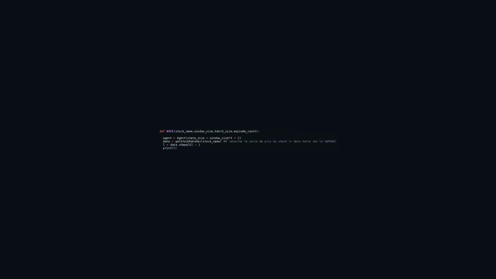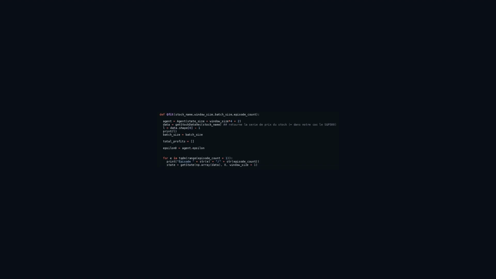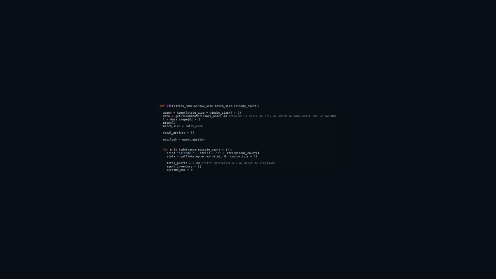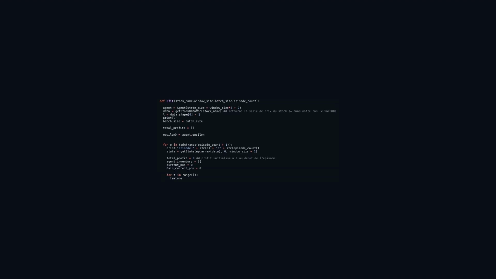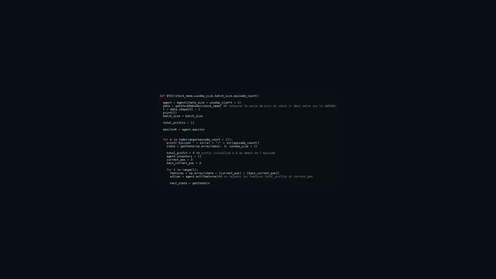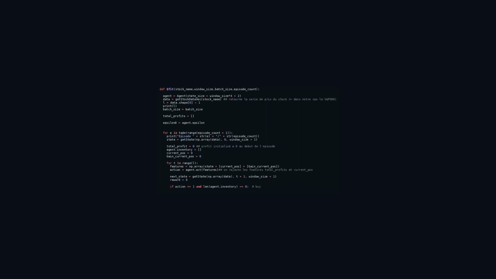Here's a breakdown of its functionality in more colloquial terms to begin with. It sets up the agent with a specific state size derived from the window size provided. Next, it fetches the price data for a specified stock. Then, it kicks off a series of episodes to train the agent. The function keeps tabs on the profits earned in each episode by storing them in a list. For every episode, it establishes the initial conditions for the agent, such as the starting state, profit, and inventory.